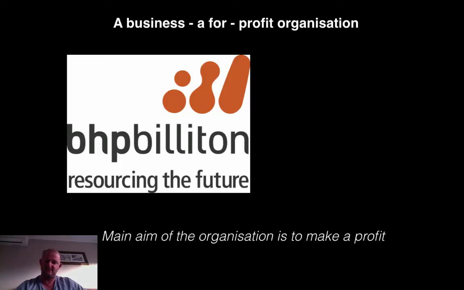So the two types of organisations that we're looking at, the similarities and differences of a for-profit organisation and a not-for-profit organisation. So BHP Billiton is an example of a for-profit organisation where the main aim is obviously to make money. This company doesn't dig big holes in the ground and get out the metals and the minerals for fun. They do it to essentially make a profit.